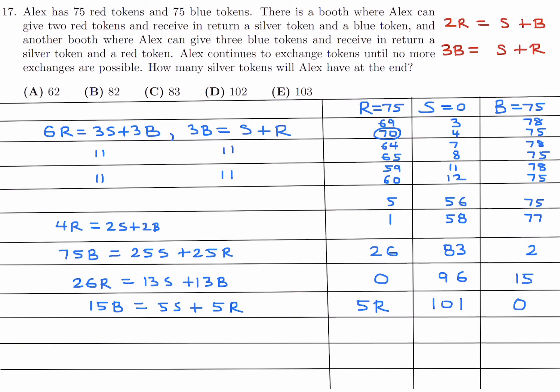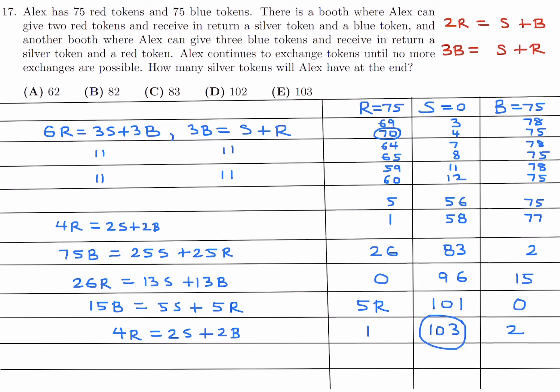Now I've got enough to feed that in twice. So I got 4R, and that's going to give me 2S plus 2B. And this brings me down to 1. This brings me up to 103, and this brings me up to 2. But that's it, because in order to feed it into this system, I've got to have at least 2R. I only have 1. In order to get this exchange, I need at least 3B, but I only have 2. So that's it. I'm done. I can't do any more exchanges.